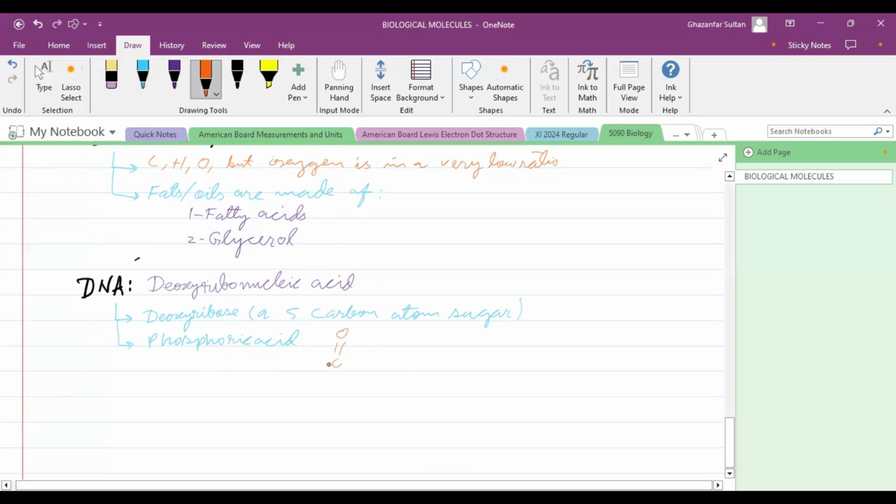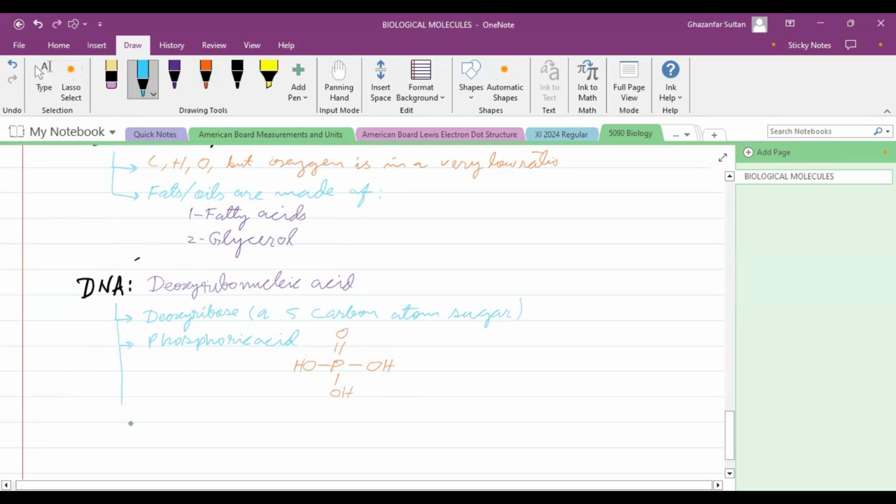Oxygen, phosphorus, oxygen with negative charge. If there is hydrogen, then no need to write the negative charge. Okay. We will discuss in detail in inheritance when we study the structure of DNA.